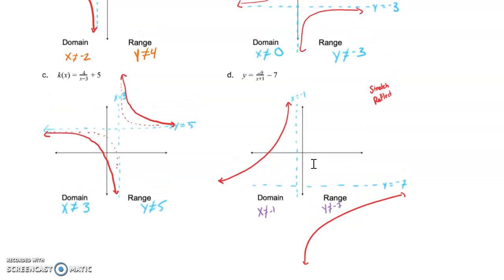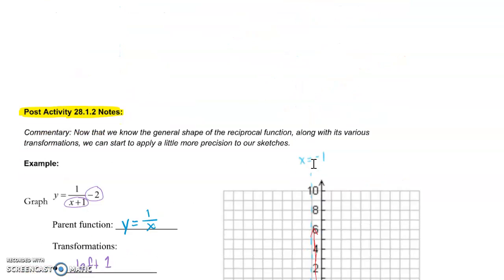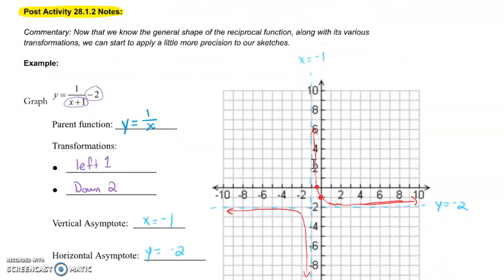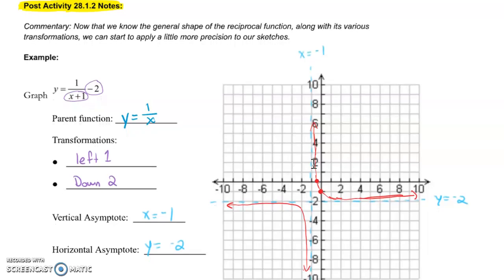So that's a quick summary of what we talked about at the beginning. And then we saw the one example, and we didn't quite finish it. So I want to take a little bit of time now to, again, review and go over this concept in our post activity that we ended with. Our parent function is always 1 over x, even if I have a different value in the numerator. And we'll talk about that in an example in a little bit.